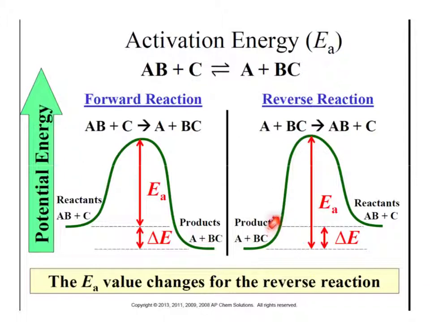And so the activation energy for this reaction is actually higher than it is for this reaction, because they need more energy to get from products up over that hump and then to reactants.